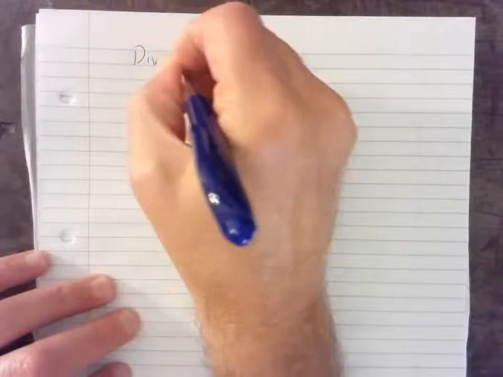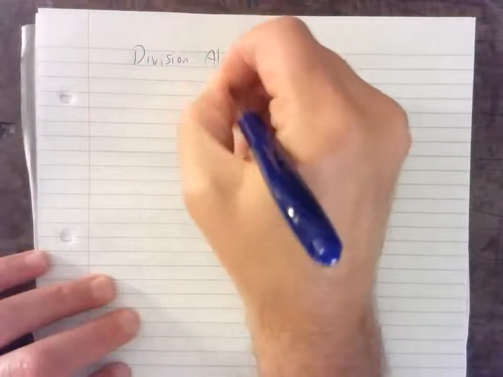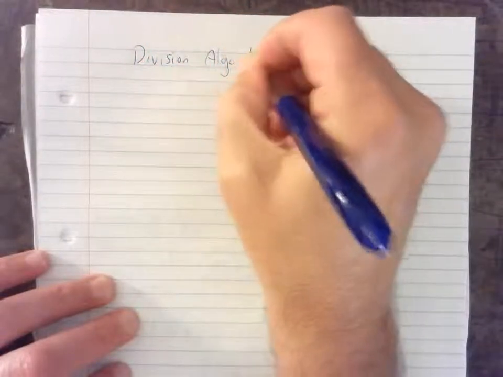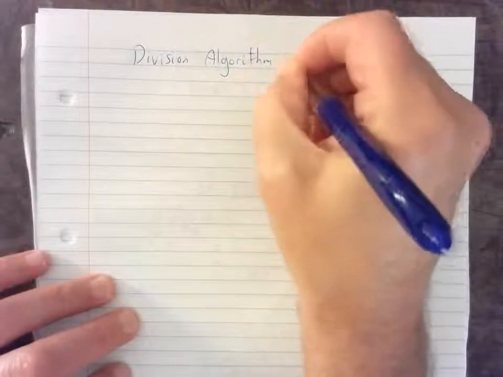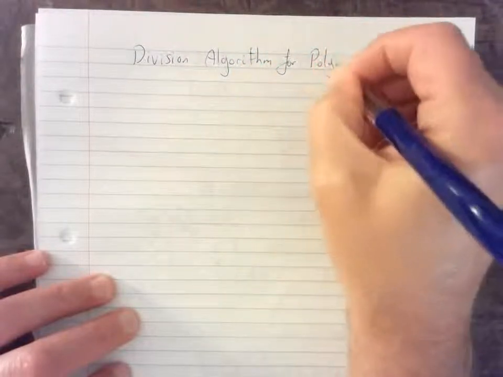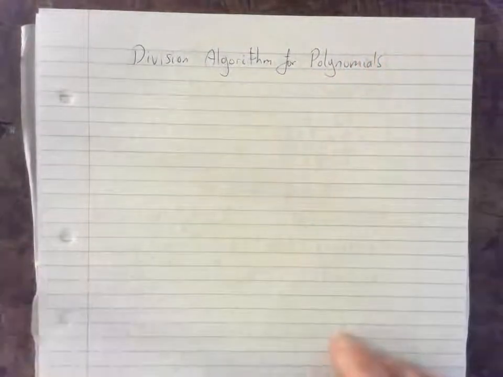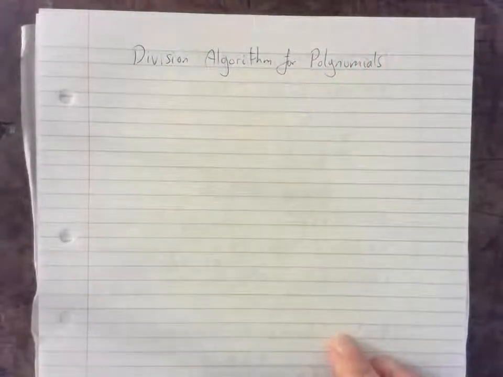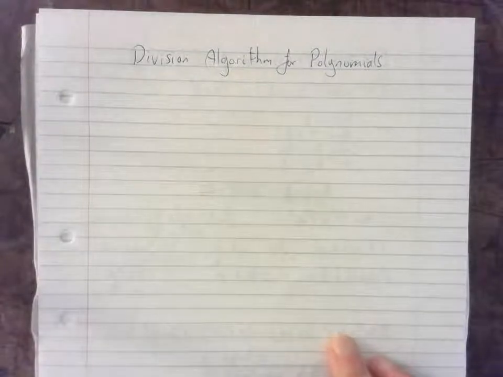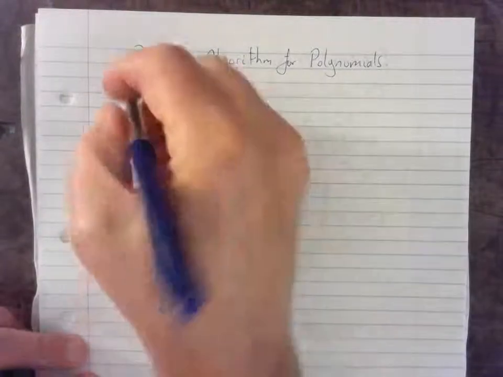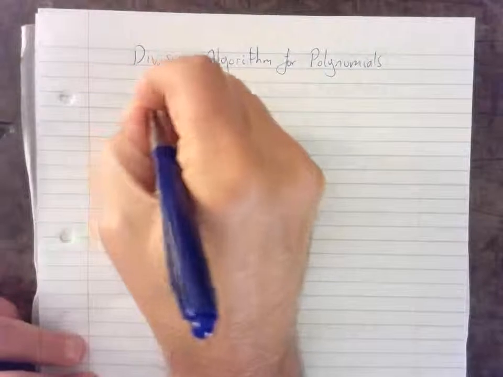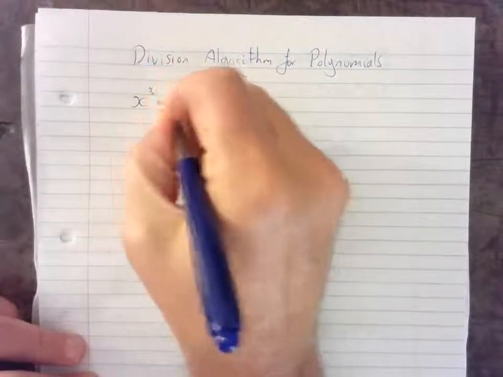We're looking at the division algorithm for polynomials. Let's look at an example and do a little bit of analysis.